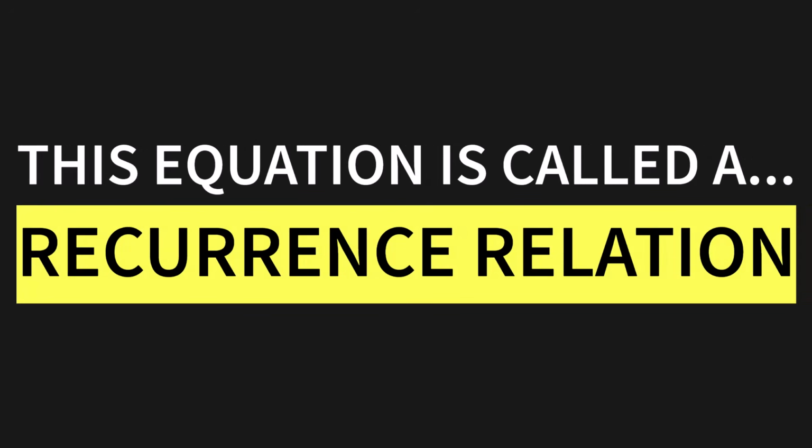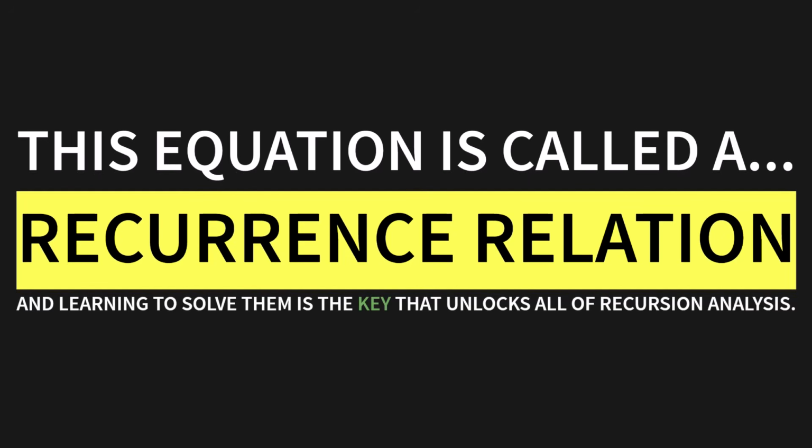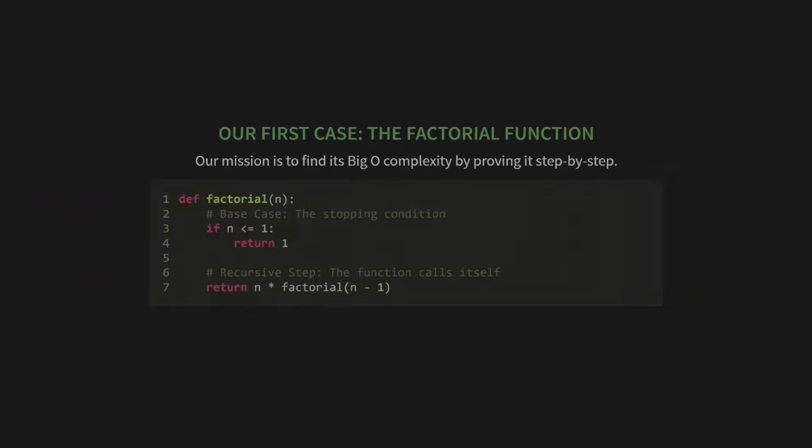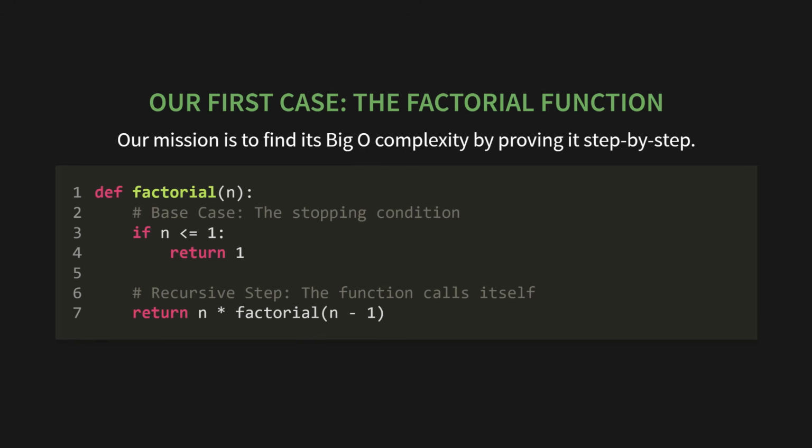To do this, we need to translate the logic of our recursive code into a powerful mathematical equation. This equation is called a recurrence relation. Learning to solve them is the key that unlocks all of recursion analysis. Our first case, the factorial function. Our mission is to find its big O complexity by proving it step by step.